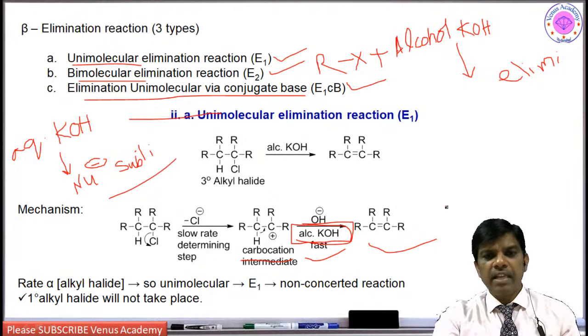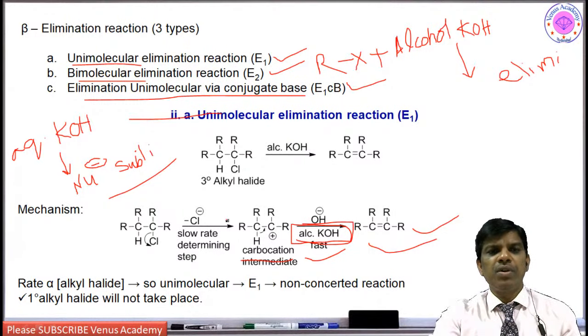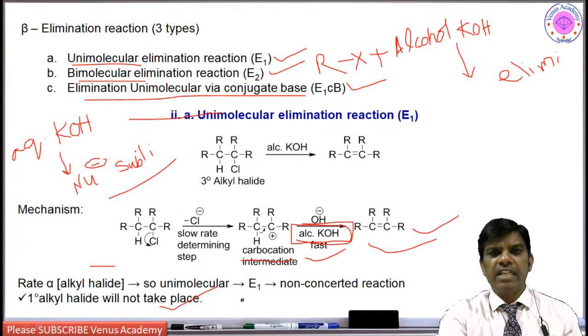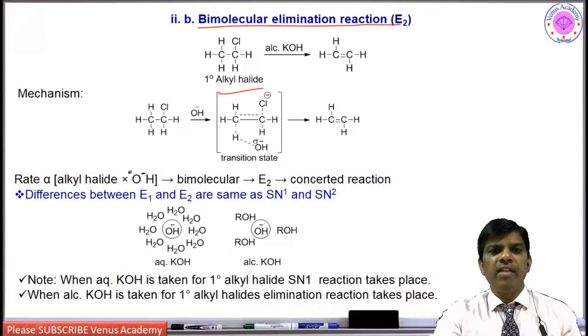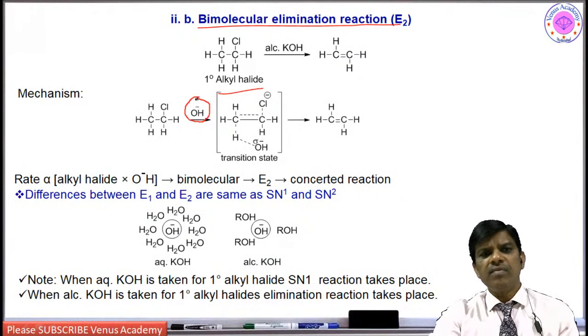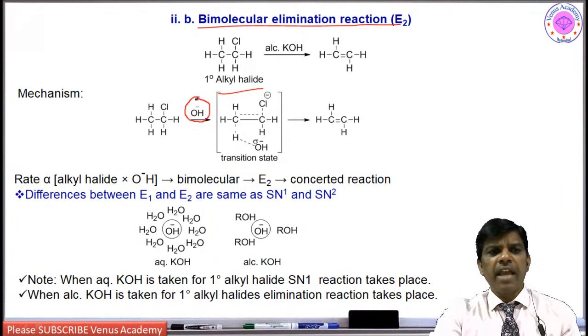So what is happening? This HX is going out to give alkene. The rate of reaction is proportional to the alkyl halide, so that is why it is known as the unimolecular elimination reaction. Then the bimolecular elimination reaction. What is happening in the bimolecular elimination reaction? In it, the incoming OH determines that the rate of the reaction is dependent on both the reactants.